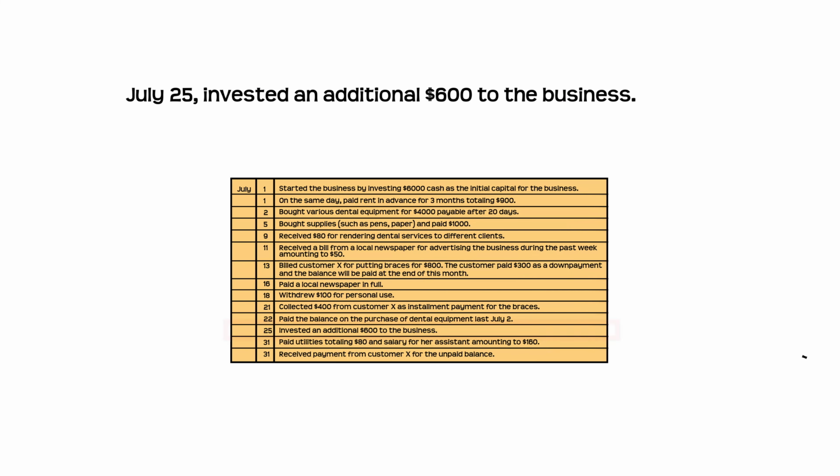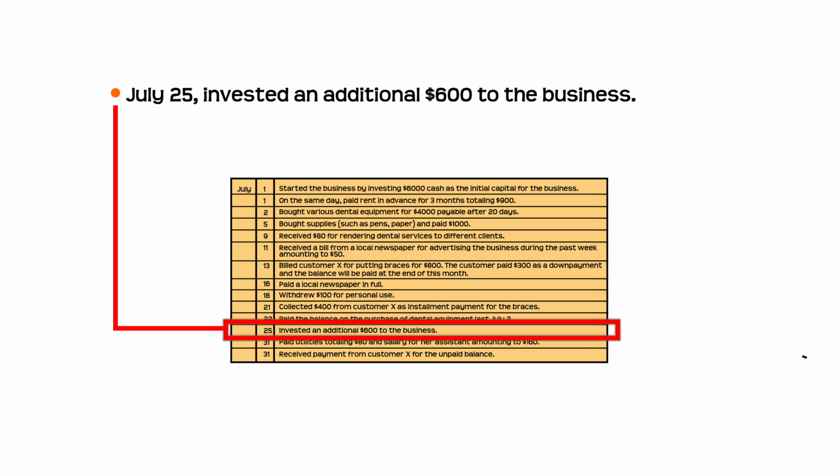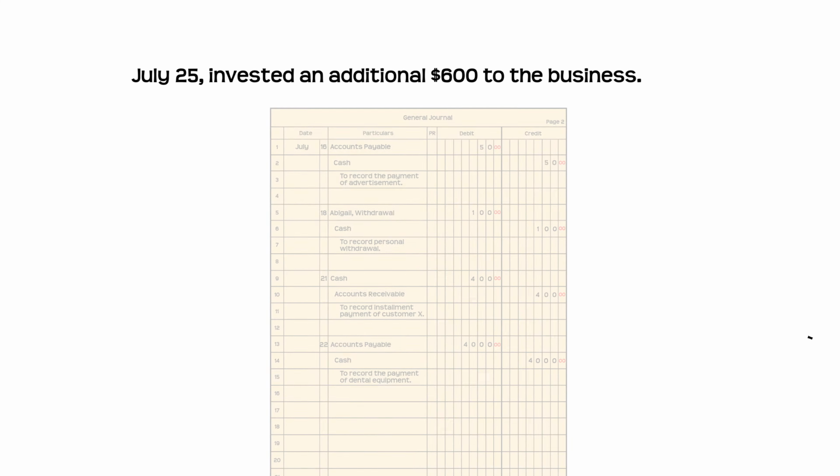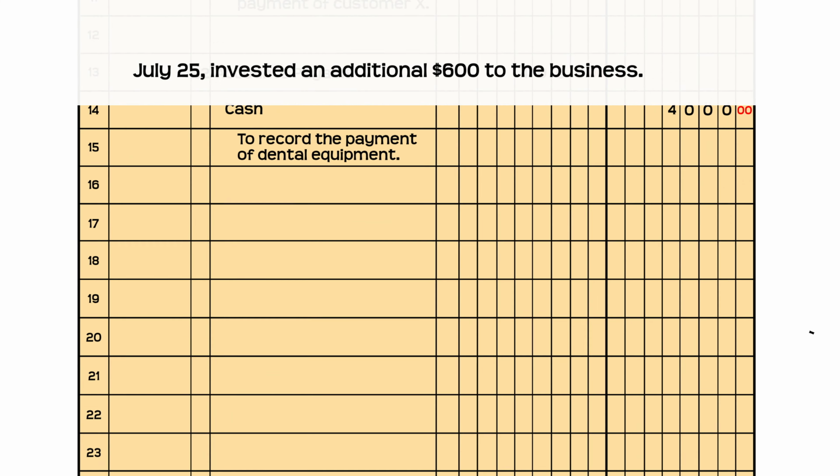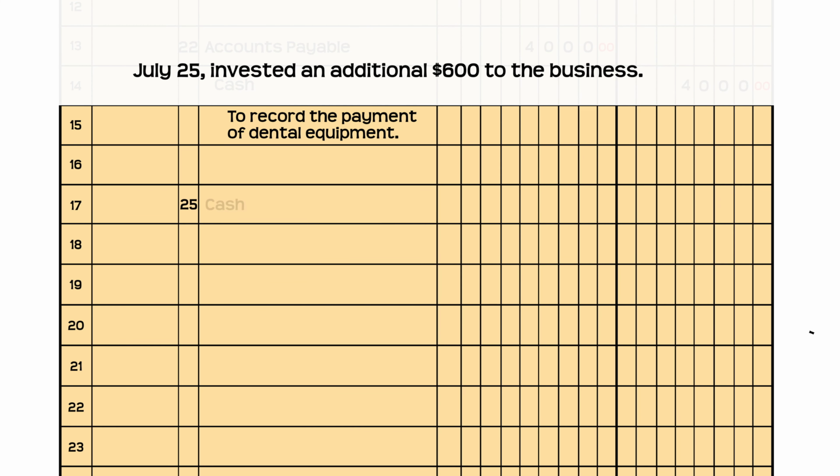July 25, Abigail invested an additional $600 to the business. Earlier, Abigail withdrew cash from the business, but in this case, Abigail invested additional cash to the business, in which the cash account is increased by $600 and we credit Abigail capital to increase the capital. This account title's normal balance is credit, and is part of the equity accounts.